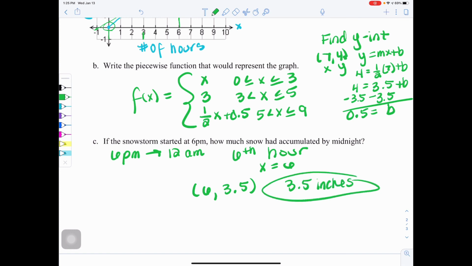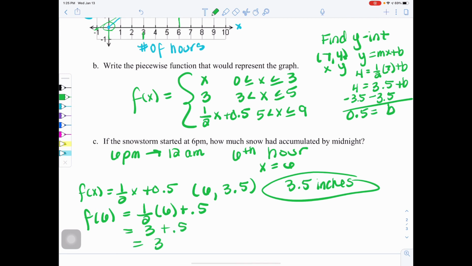So I find this point, 6, 3.5. And I see that it's 3.5 inches. Now you could also do that algebraically. If you know it's the 6th hour, you can go up to your equation, and that means you'd be using f of x equals 1/2 x plus 0.5, but you would be finding f of 6. So you would replace x with 6 and do plus 0.5, but you're still going to get the same thing. Half of 6 is 3 plus 0.5, which is 3.5. So either way, you can see that the answer is 3.5. Okay? And that concludes your lesson on piecewise and step functions in context.